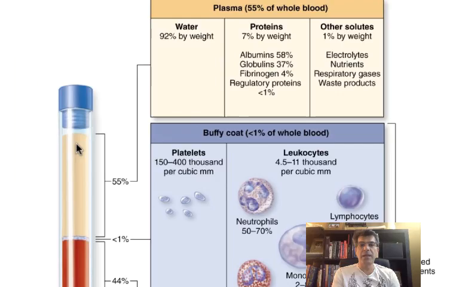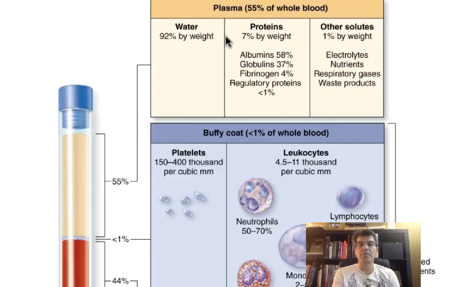Let's focus on plasma now. Your plasma mainly is water. As you can see, 92% of your plasma is water. But it's not only water. Inside the plasma, you can have proteins, you can have solutes like sodium and potassium and calcium, you can have nutrients, you can have gases, you can have waste products, and so on and so forth. So there's a lot happening inside the plasma.